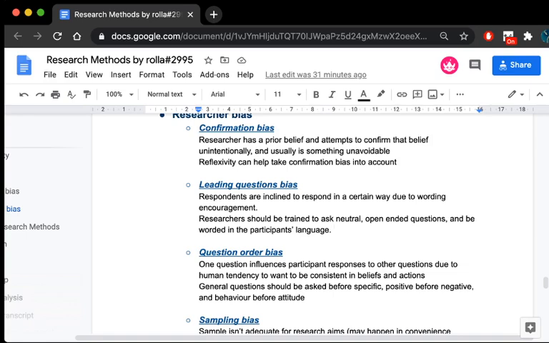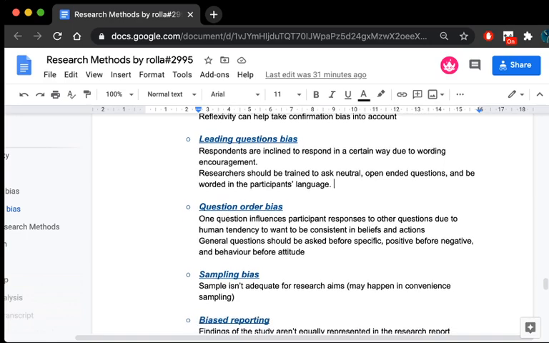So researchers should be trained to ask more neutral, open-ended questions and try to word them in participants' language, instead of using language that may influence participants' responses.